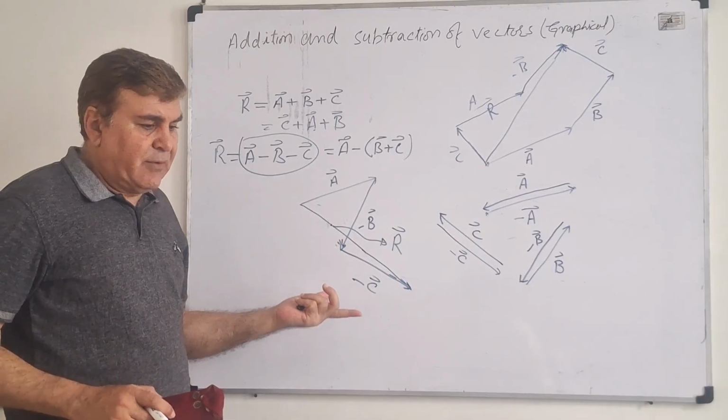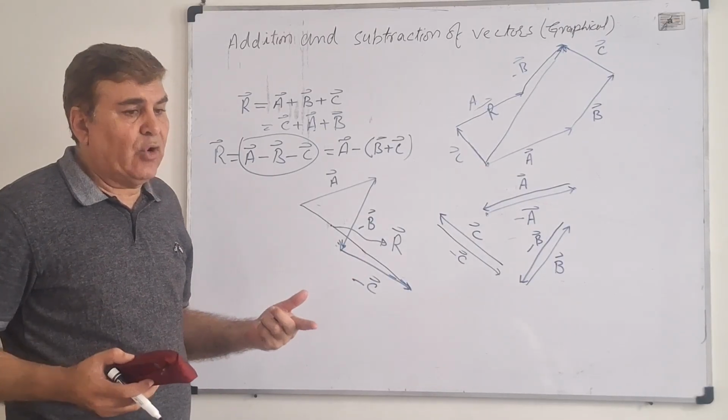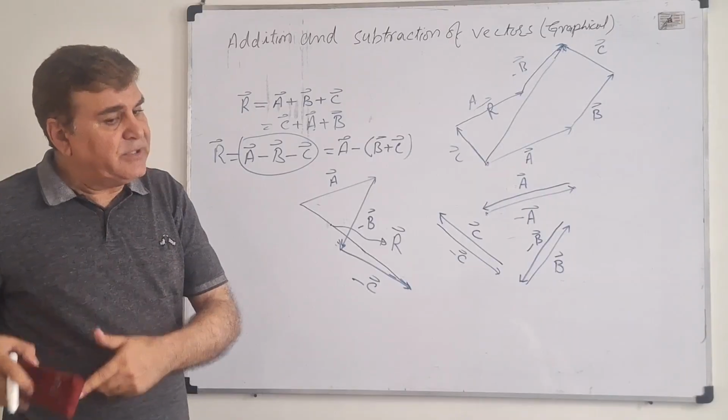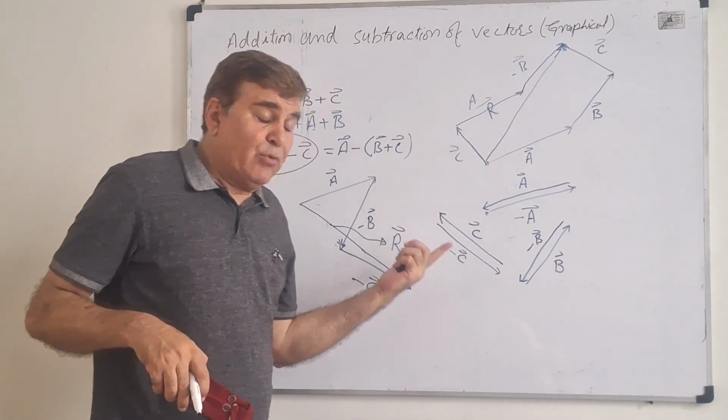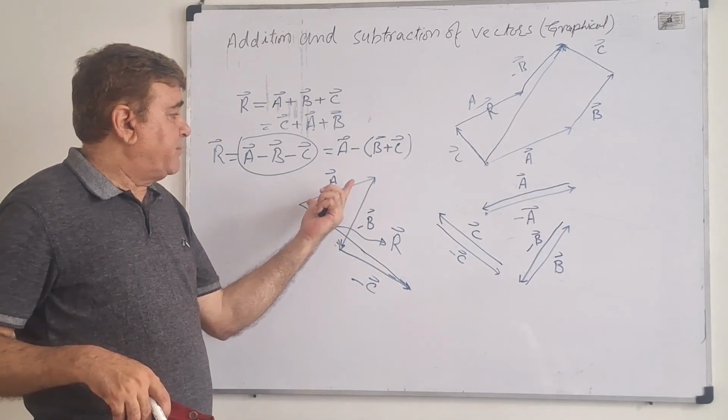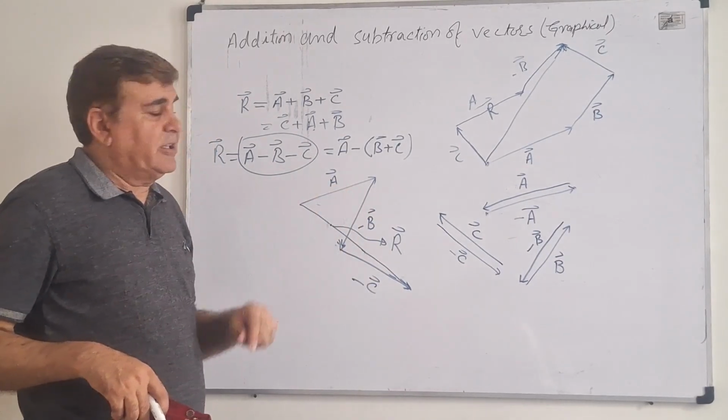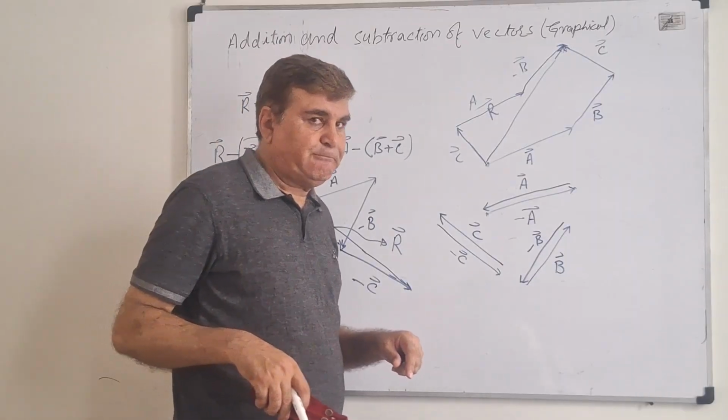So for subtraction of vectors, we need to find the negative of those vectors that are to be subtracted from a given vector. For example, in this case, we subtract B and C from vector A.